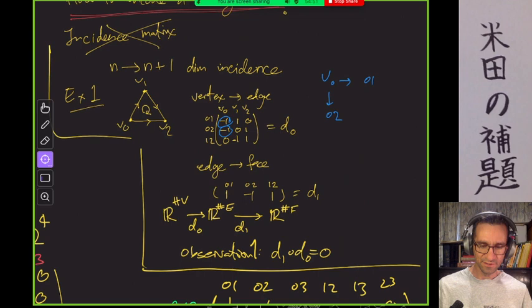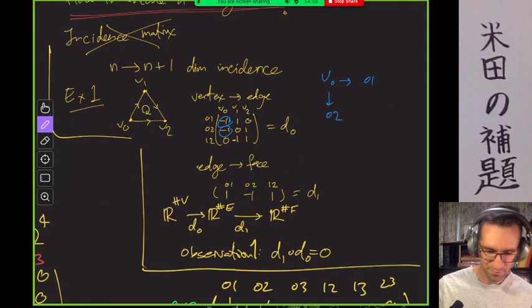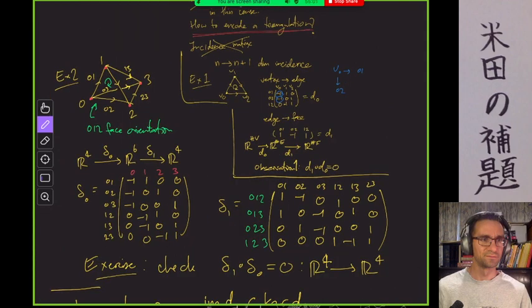So in this bigger example, the same thing is happening locally. And as Chris Parker points out, this means we have what's called a chain complex.